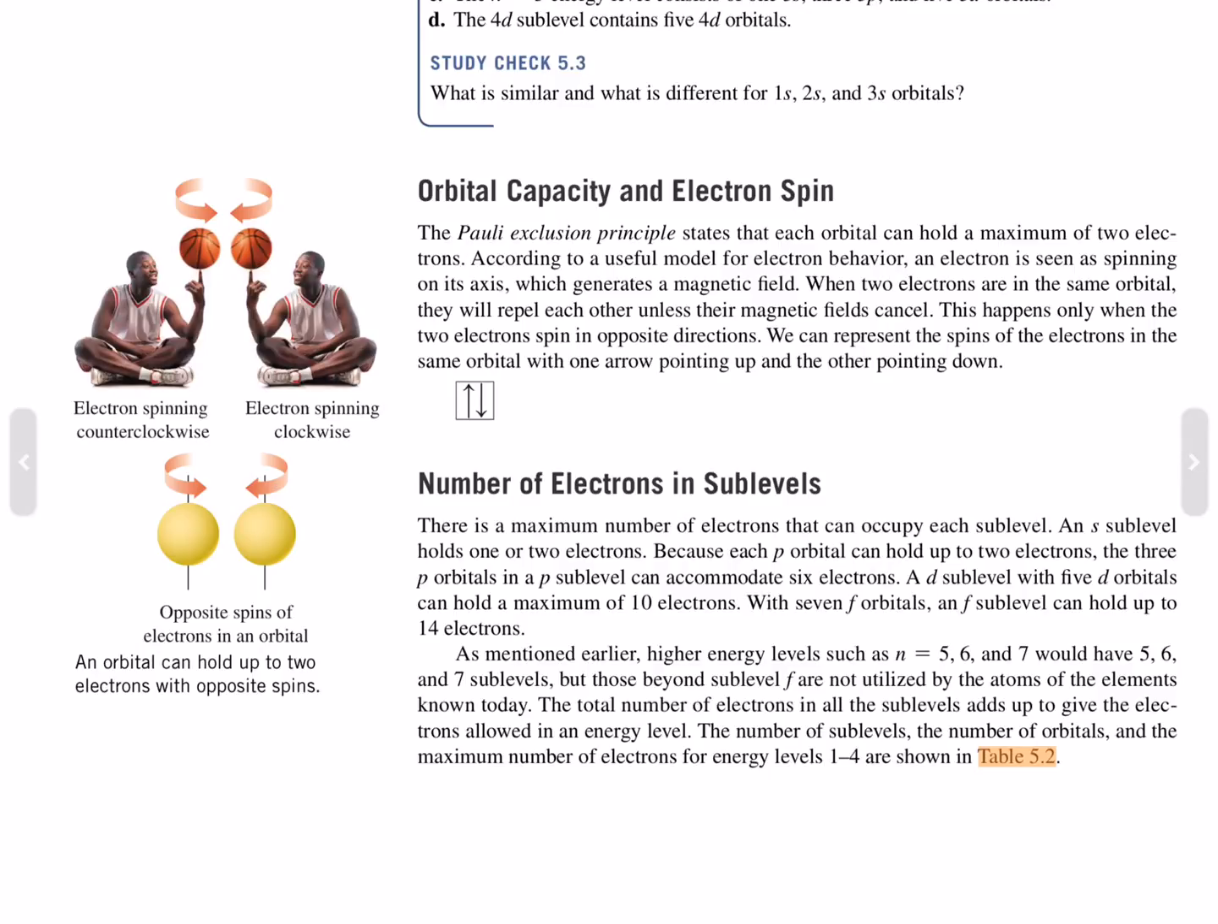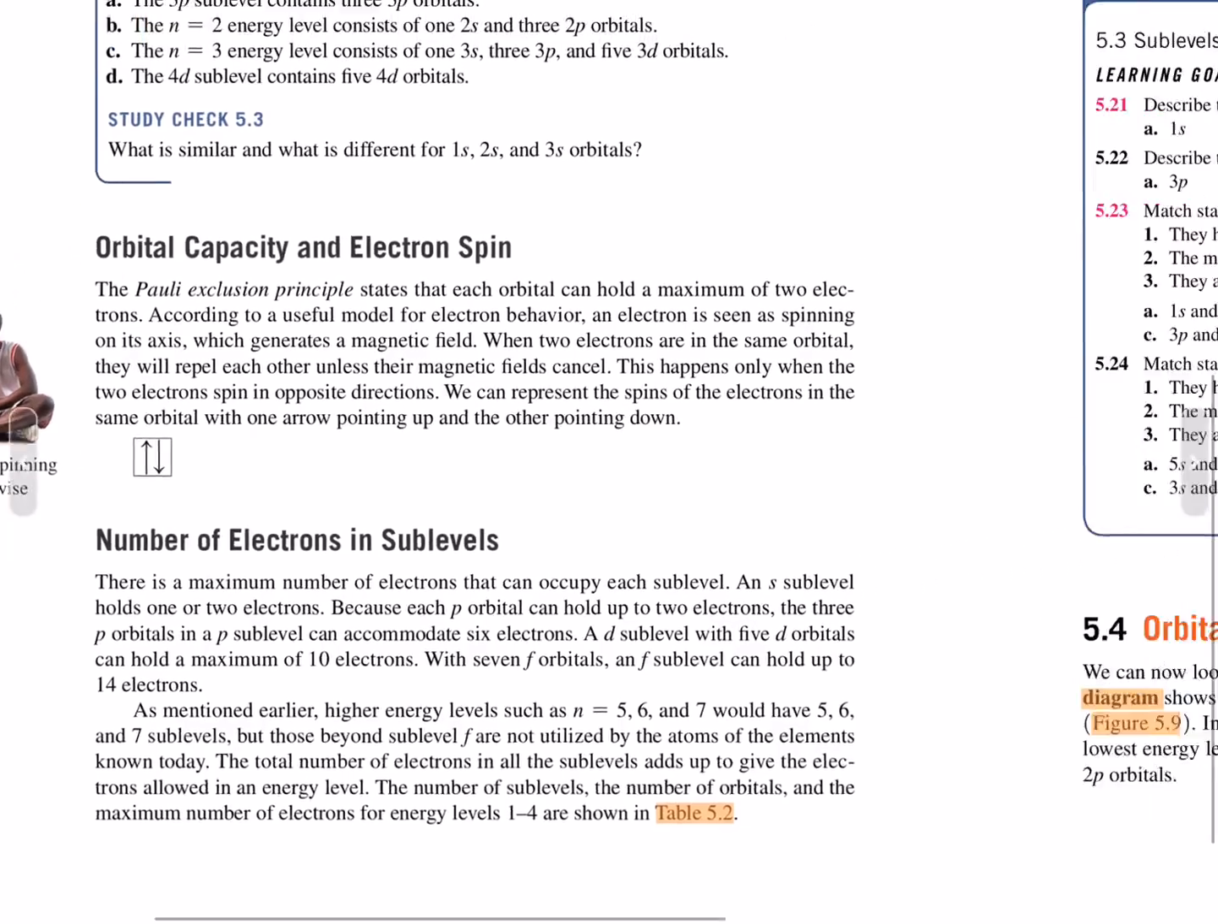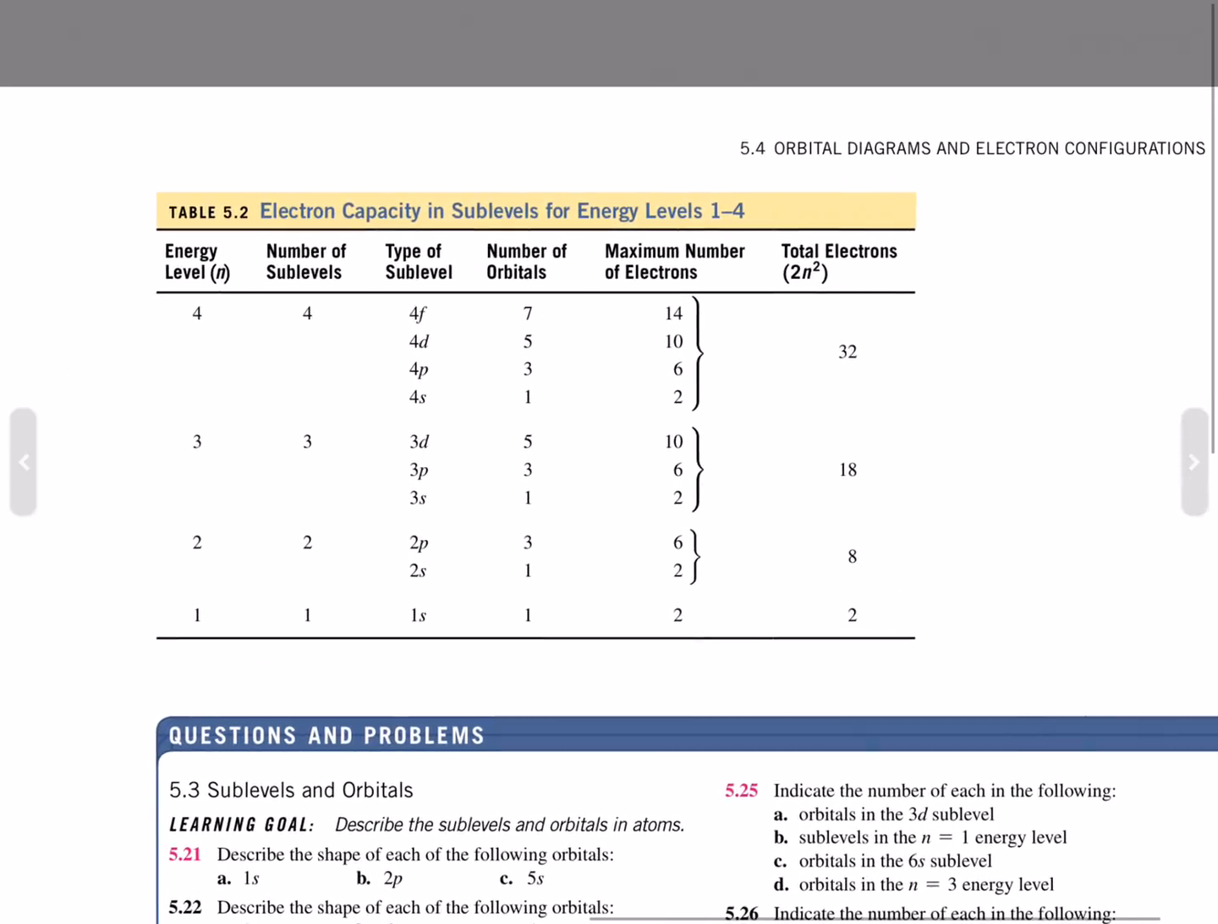As mentioned earlier, higher energy levels such as n equals 5, 6, and 7 would have 5, 6, and 7 sublevels, but those beyond sublevel f are not utilized by the atoms of the elements known today. The total number of electrons in all the sublevels adds up to give the electrons allowed in the energy level. The number of sublevels, the number of orbitals, and the maximum number of electrons for energy levels 1 through 4 are shown in figure 5.2.